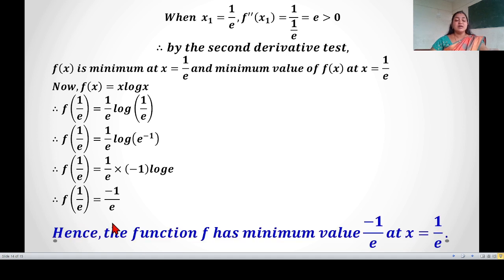So this is the minimum value at x is equal to 1 by e. So hence the function has minimum value minus 1 by e at x is equal to 1 by e.